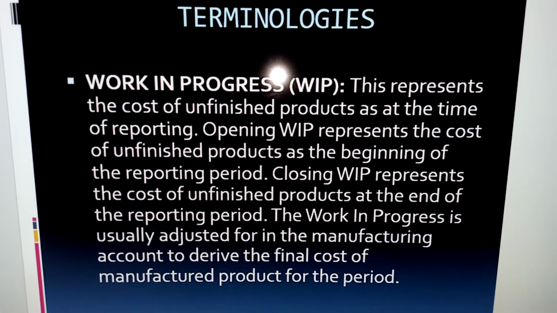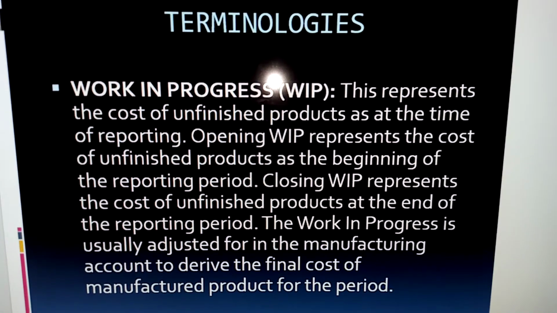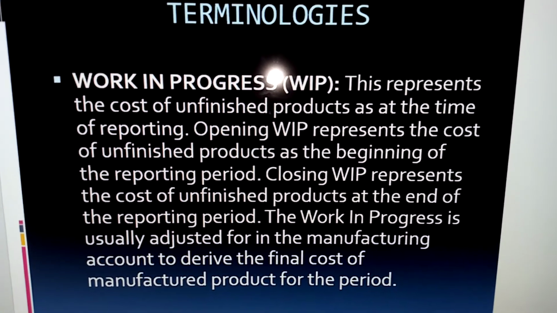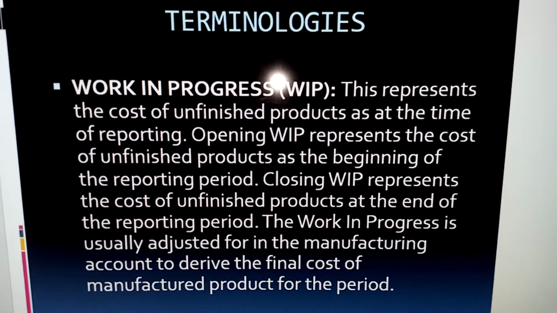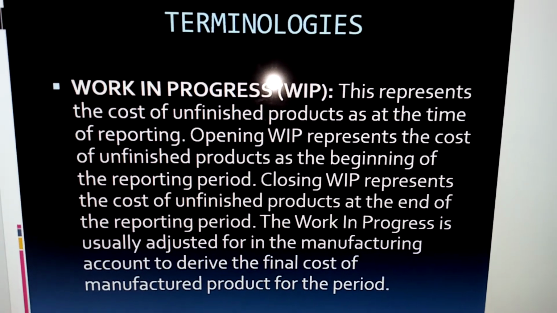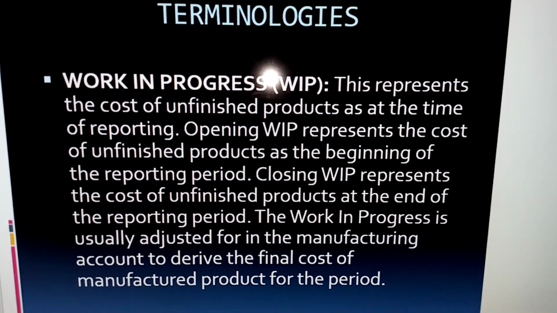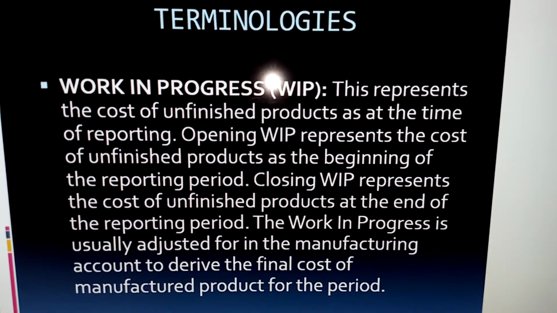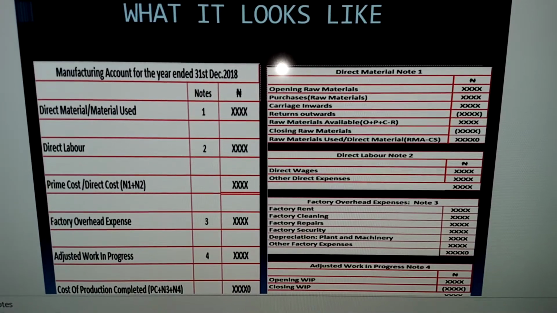And then we have closing work in progress, which represents the cost of goods yet to be produced at the end of the period. Technically, what it means is opening work in progress would have been finished or completely produced by the end of the period. Closing work in progress, we have to carry to the next period. So basically, opening work in progress and closing work in progress are adjusted for in the manufacturing accounts to derive the cost of production. Now, how does a manufacturing account look?